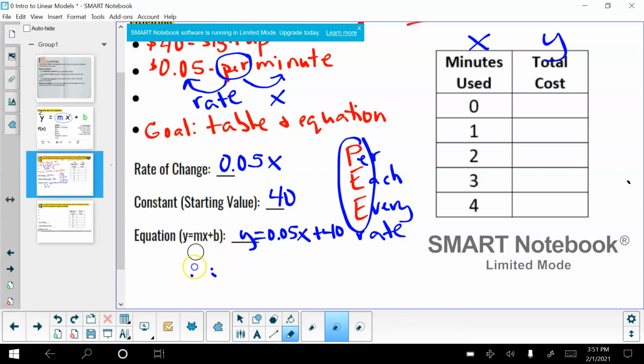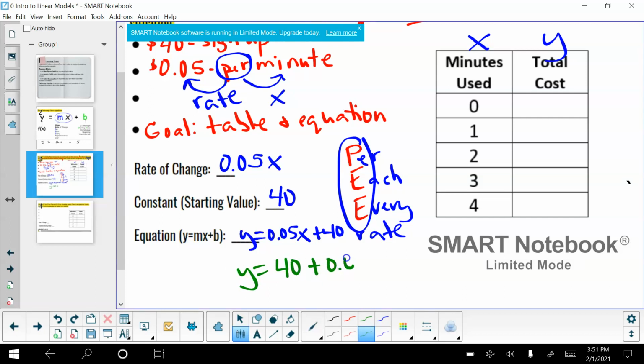I'm going to erase this part a little bit. Some people will write it sort of in a backwards order. There's nothing wrong with it like this. y equals 40 plus 0.05x. Okay, notice the x is always with the rate. That's with that 5 cents. But this order is sort of the order of the action, what's happening. First, you have to pay that $40 just to sign up, and then they would charge you 5 cents for every minute that you use.